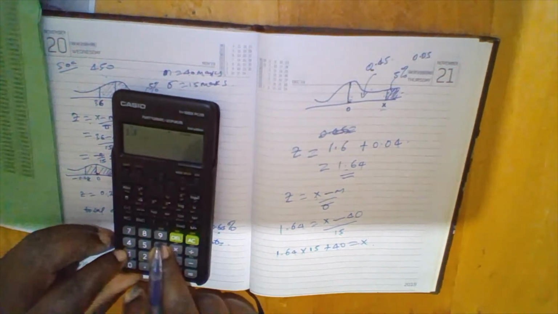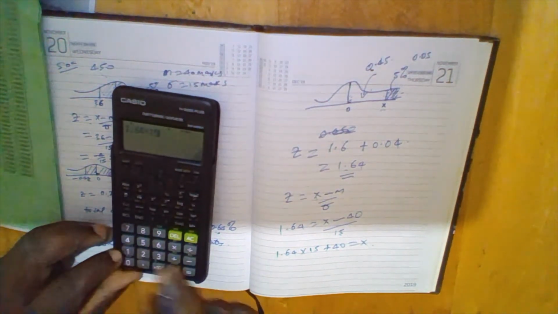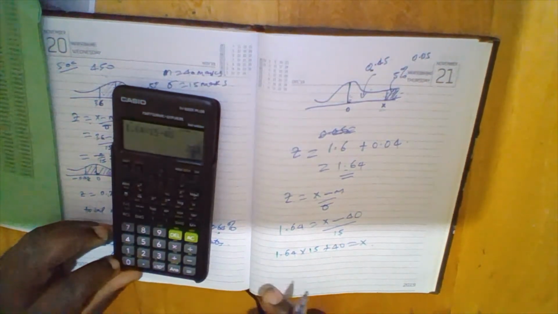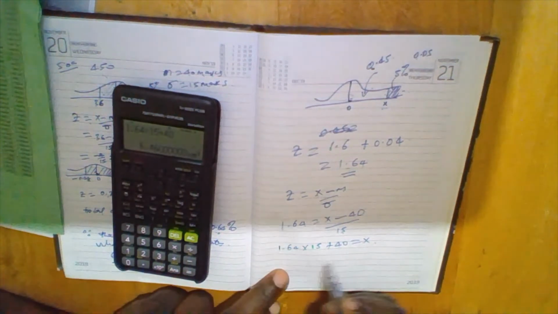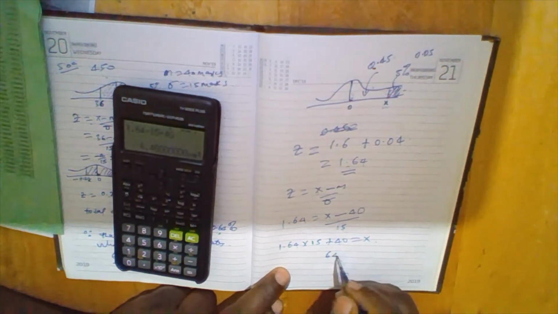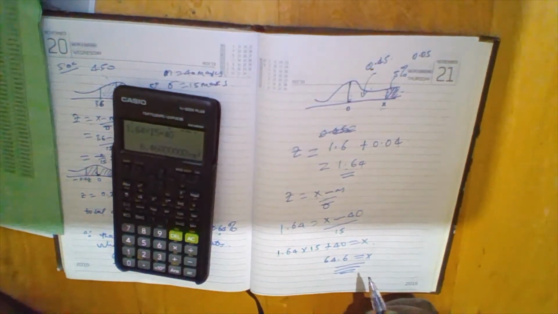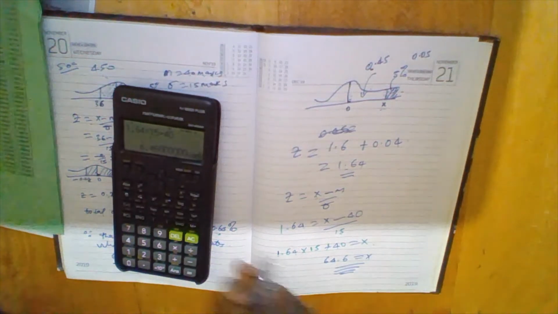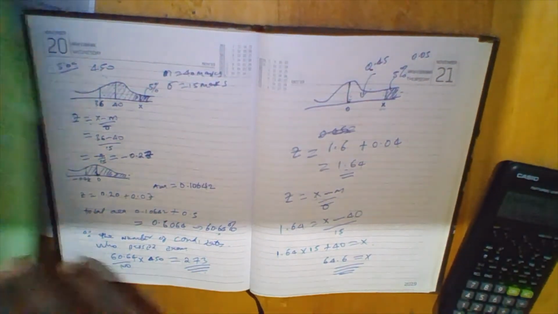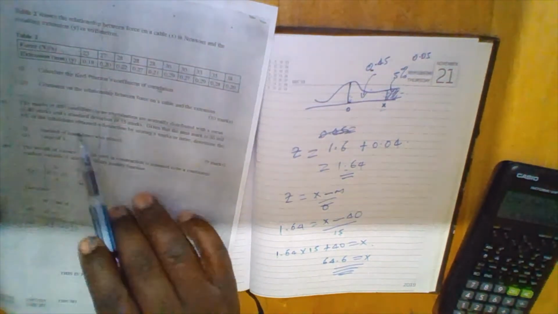Let's see, 1.64 times 15 plus 40. This will be 64.6. So X will be 64.6 marks, meaning that 5% of the candidates obtain a distinction by scoring 64.6 marks or more. So those students who are getting a distinction scored 64.6 marks and above. Thank you for watching and listening.